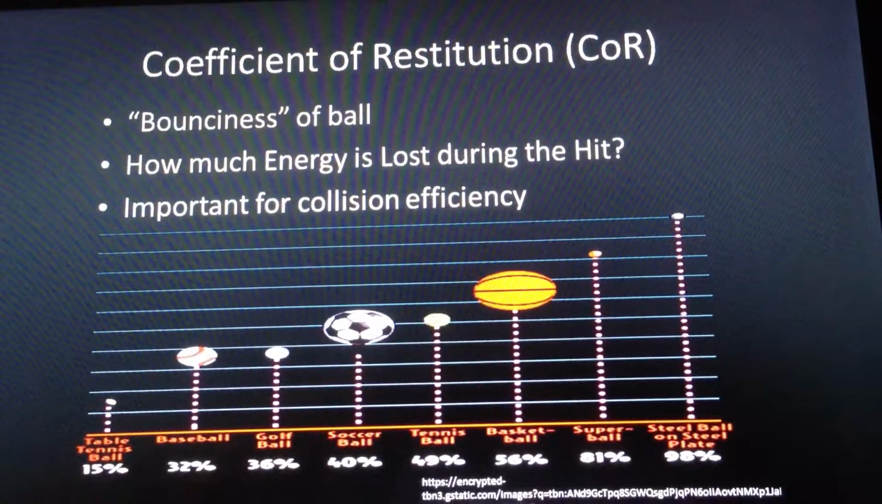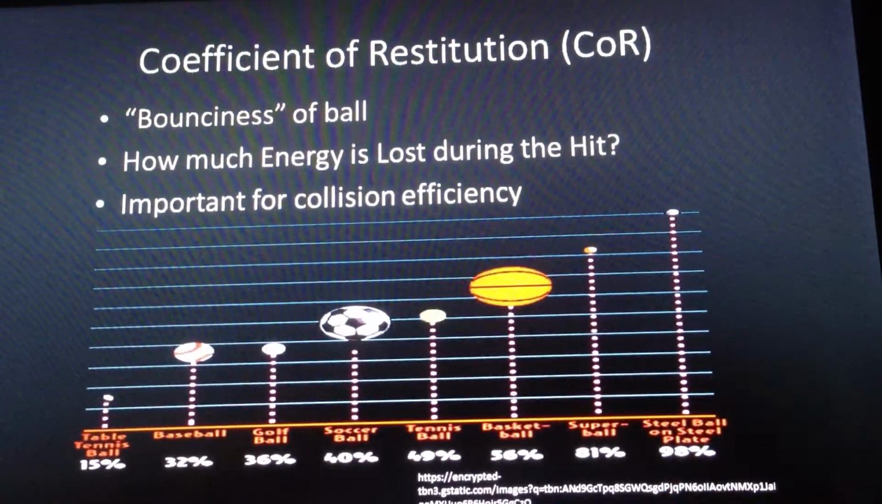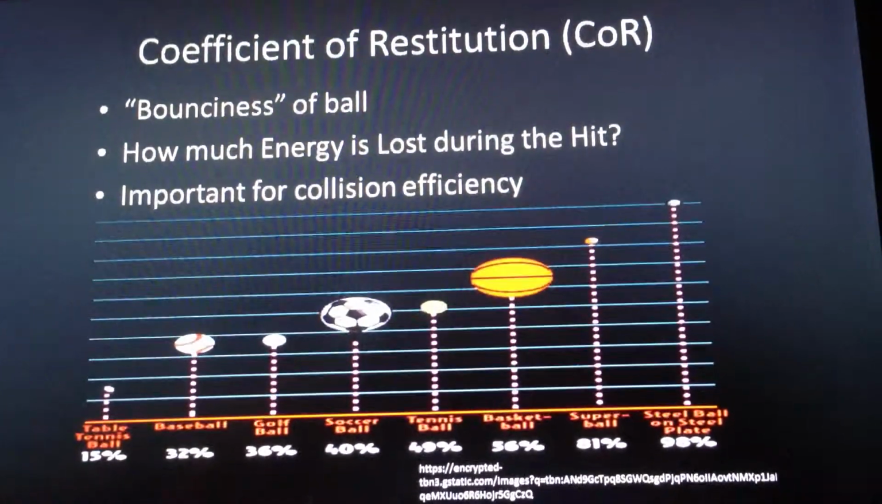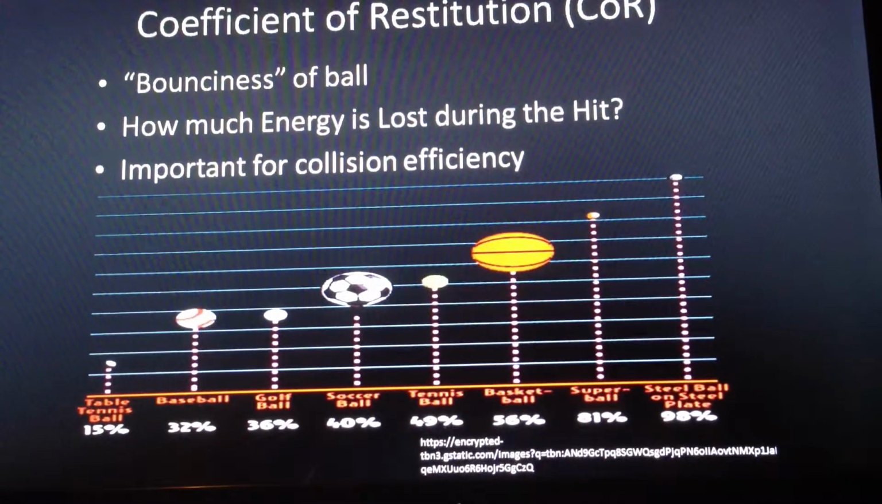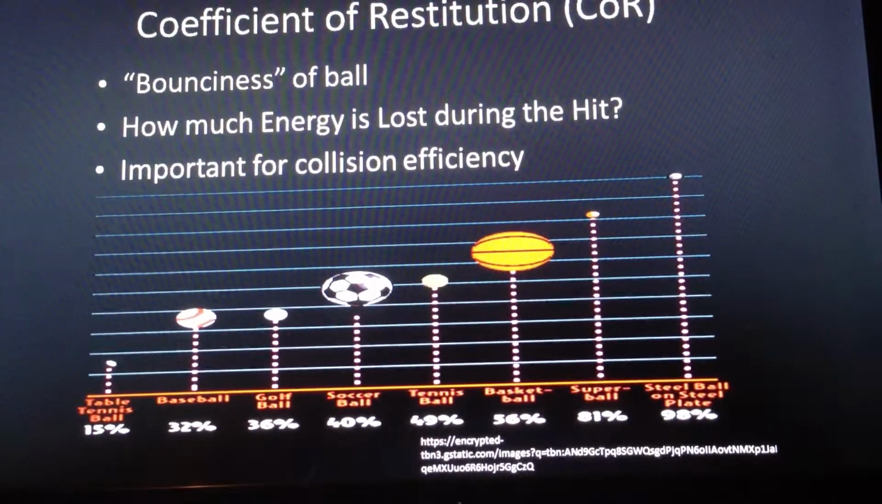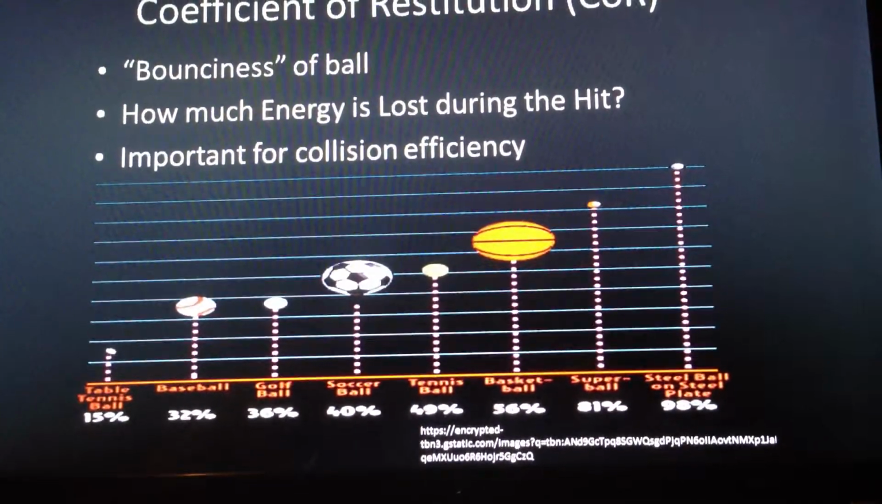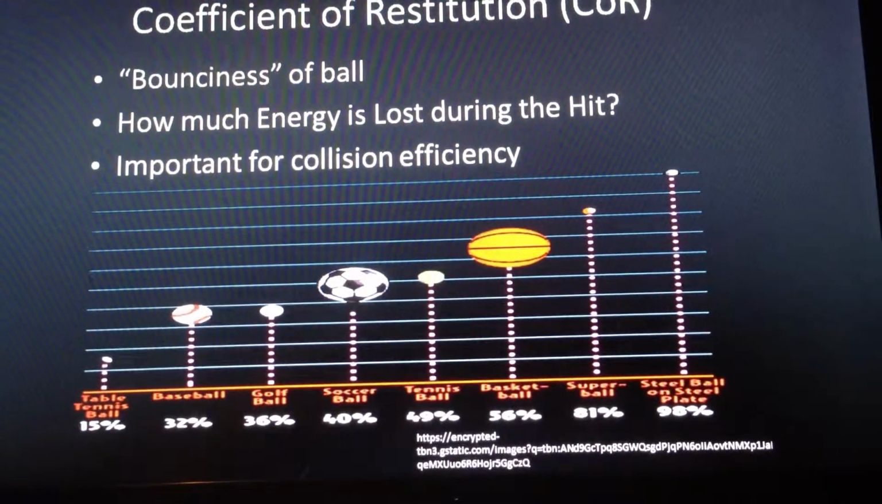The coefficient of restitution is what people may call the bounciness of the ball, or how much energy is lost during the hit. It's important to include this when you're determining the efficiency of a collision. As you can see, different balls have different coefficients of restitution.